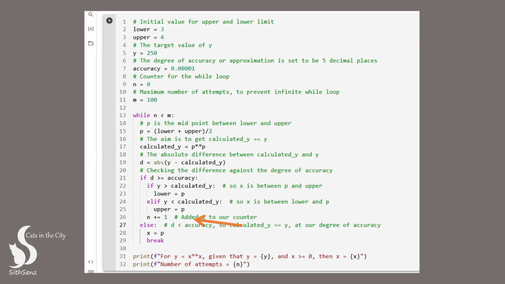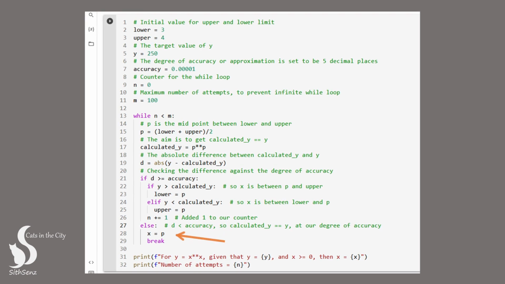So, if the absolute difference between y and calculated y is greater than our degree of accuracy, this while loop will keep running. The while loop will cease running if the counter n has reached 100, or we have found a solution for x. The else statement will refer to the case whereby the difference is less than our degree of accuracy, meaning that the calculated y is approximately equal to the given y, at the degree of accuracy that's acceptable to us. Hence, we have found the approximate value of x, which is the value p.